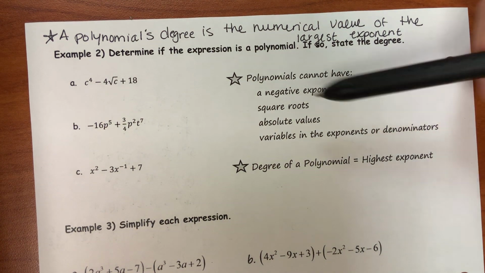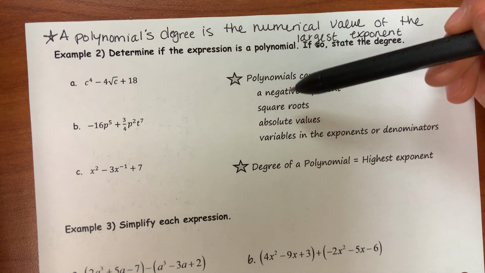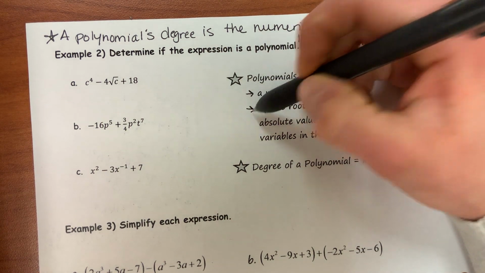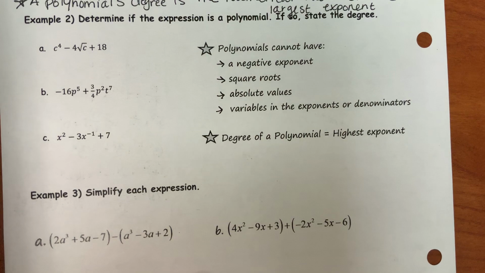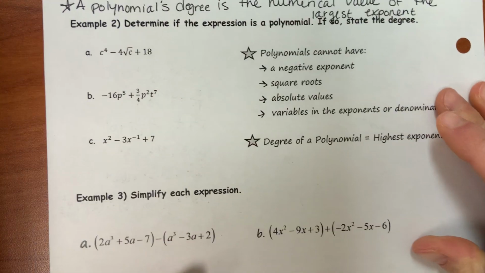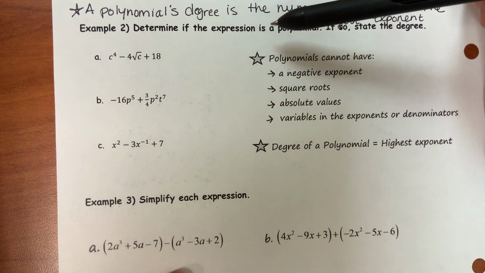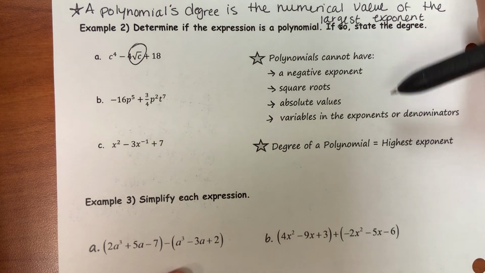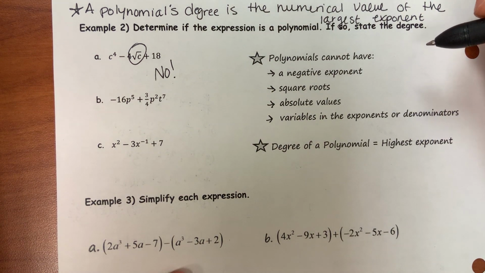So there are a few rules that talk about what polynomials cannot have. If you see one of these things in an expression, you know it's not a polynomial. So a polynomial cannot have a negative exponent, square roots, absolute value, or variables in the exponents or denominators. If you see these 4 things, it is not a polynomial. So let's look over here at A, B, and C. If I look at C, I notice automatically the square root right here, which I know is one of my no-nos. So no, this is not a polynomial.